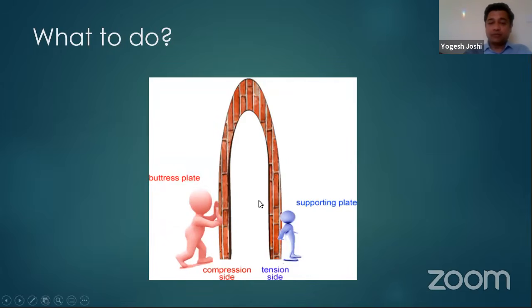This is basic biomechanics. On the compression side, you have to have a buttress plate. So if there is a posteromedial shear fracture, it needs to be buttressed. No point in putting a locking plate on the posteromedial side. You have to have a buttress plate to support it so that it doesn't fall away later on. Same way, a supporting plate has to be put on the tension side, and that determines which kind of plate you're going to use on the medial or the lateral side.